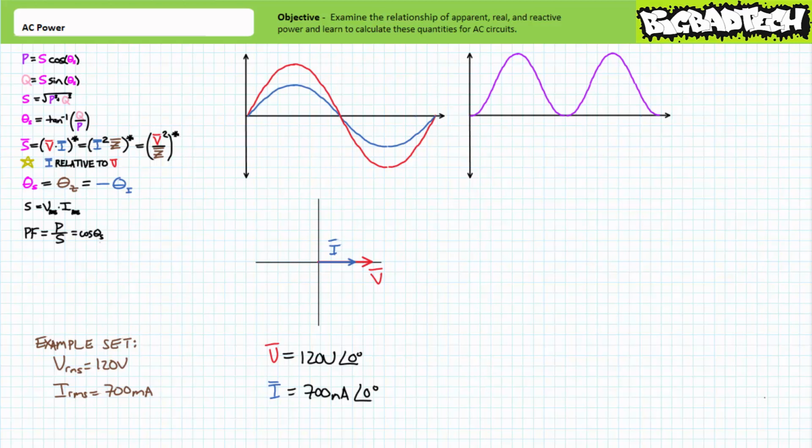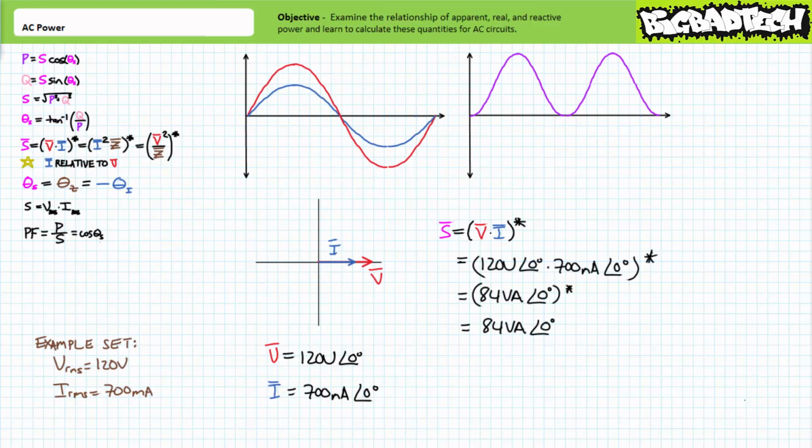Let's use the new school methods making use of complex numbers. The phasor representation of voltage would be 120 volts at an angle of 0, and the phasor representation of current would be 700 milliamperes at an angle of 0 degrees. Apparent power is the complex conjugate of the voltage times current. Substituting our given values, we arrive at a value of 84 volt amperes at an angle of 0 degrees. The complex conjugate of 0 degrees, by the way, is 0 degrees.